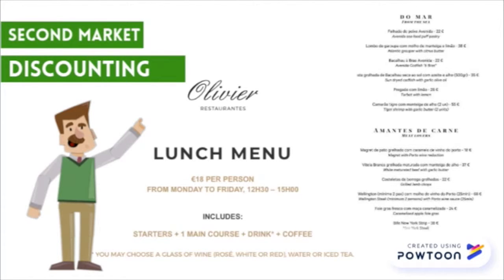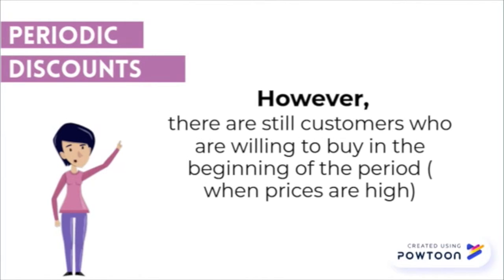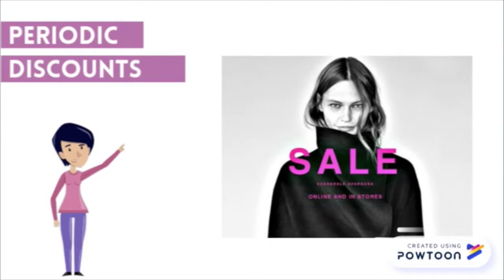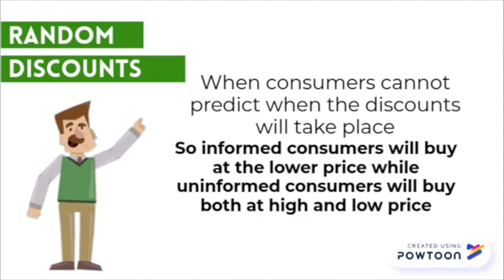people around that area. When consumers are waiting for discounts on a regular basis, such as out-of-season sales, we are talking about periodic discount. However, there are still customers who are willing to buy in the beginning of the period when prices are high. This strategy is very common in the fashion market. Like many others, Zara consumers know when the sales will start, so some of them can wait to buy the piece they want for a lower price. Others simply need to be trendy all the time. They cannot wait.